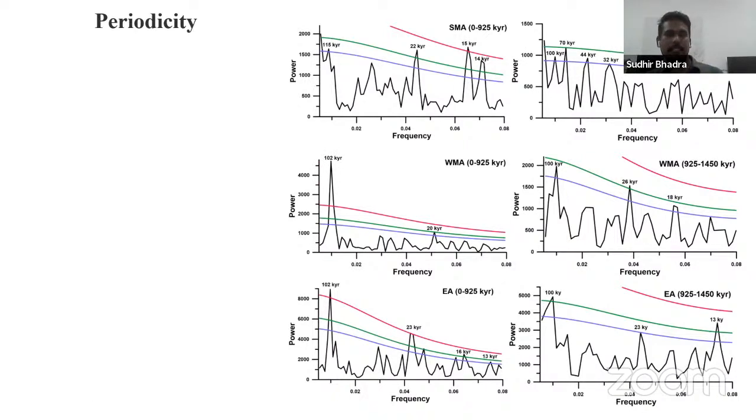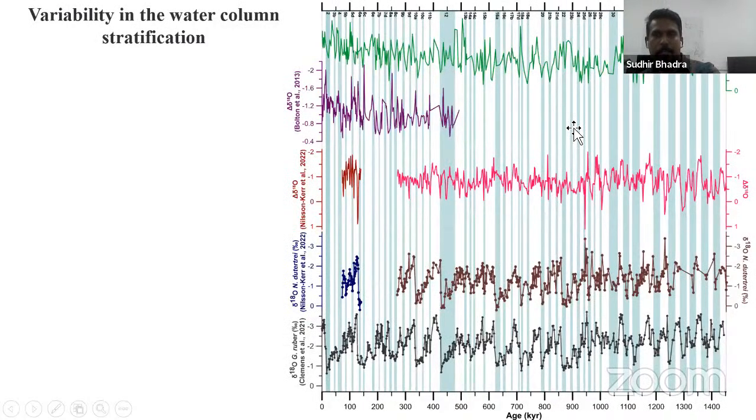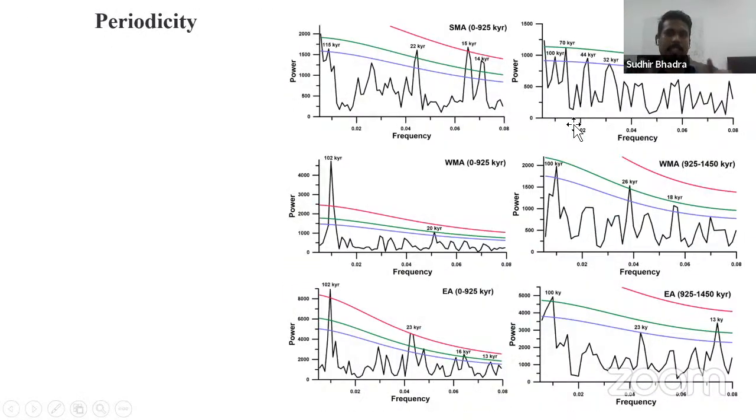We don't see a clear-cut change from 41 kilo cyclicity to the 100 kilo cyclicity, but what we see is that the 100 kilo cyclicity in all the proxies, when we come to the post-MPT period, the significance level is increasing. So that means probably the 41 kilo to 100 kilo cyclicity change, I forgot to mention, we have taken 925 as a boundary because here, our data suggests a significant change after that.